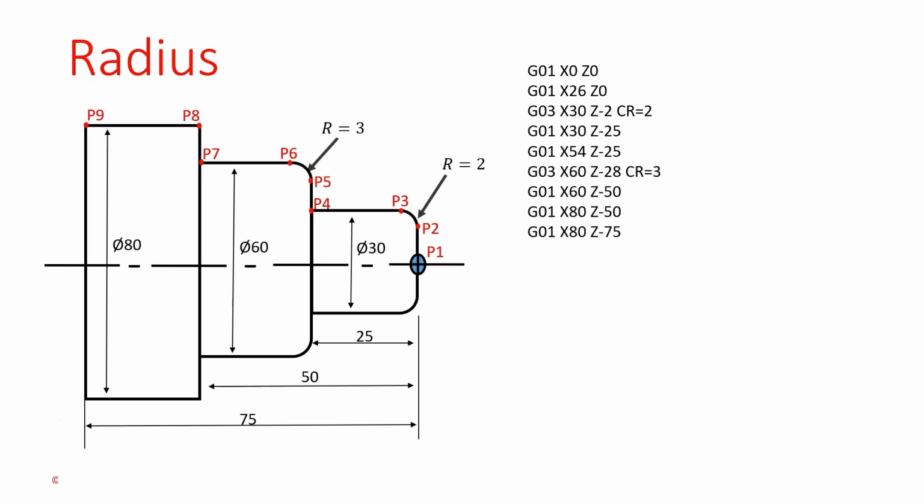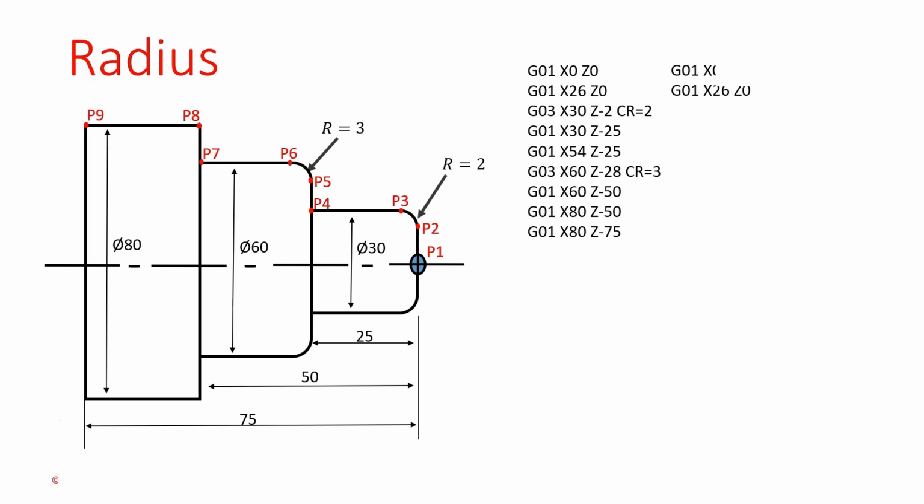Now we will discuss one more method of the radius program. The second method point values are also the same, but in this method, in place of CR, we will use the I and K values. What are the I and K parameters? I is related to the x-axis. K is related to the z-axis. Let's start the discussion of the points. The first point value is G01, X0, Z0. The second point value is G01, X26, Z0.